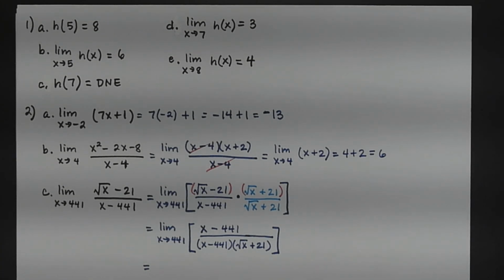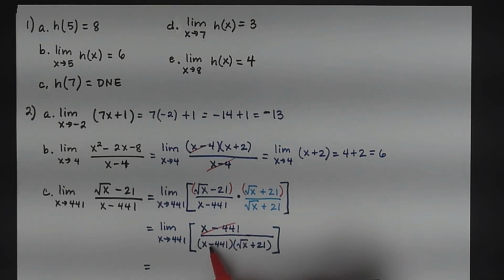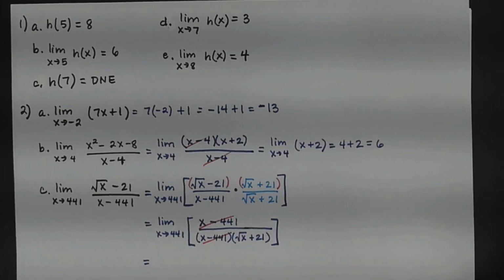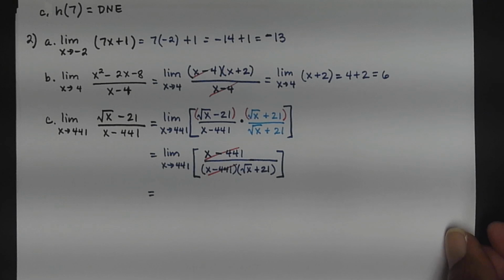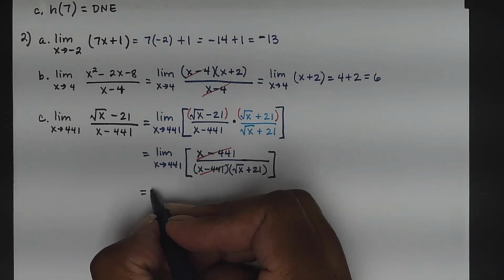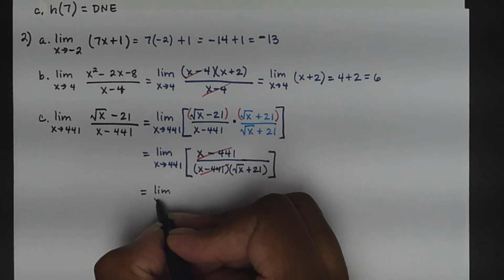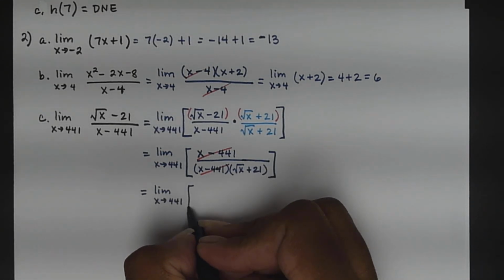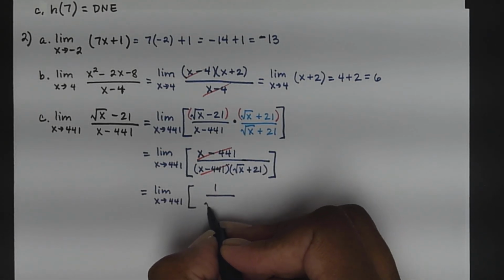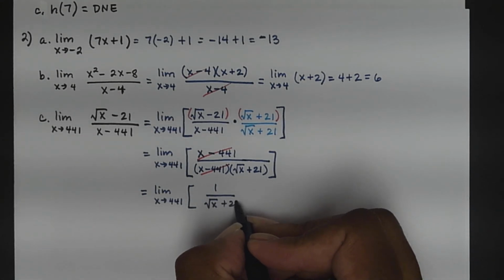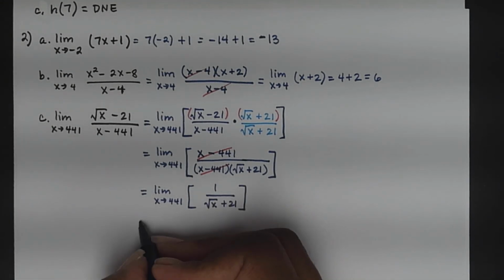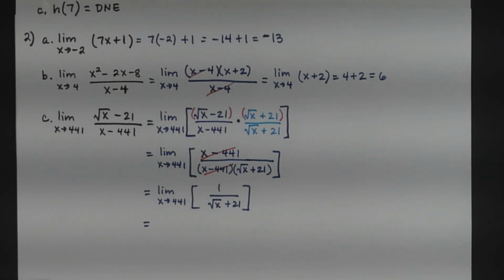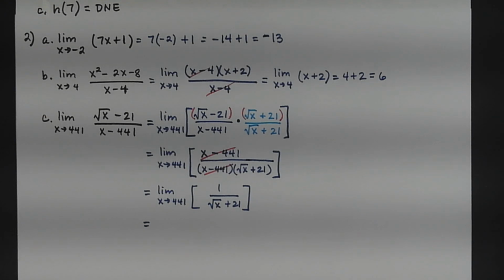Now notice I will be able to divide out that x minus 441. That would mean I will have the limit as x approaches 441 of 1 divided by the square root of x plus 21. Now I can do direct substitution by replacing the x with 441.